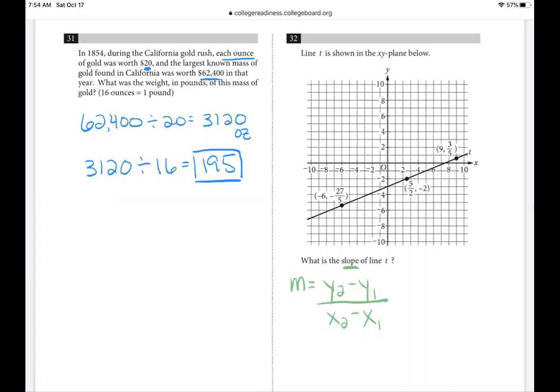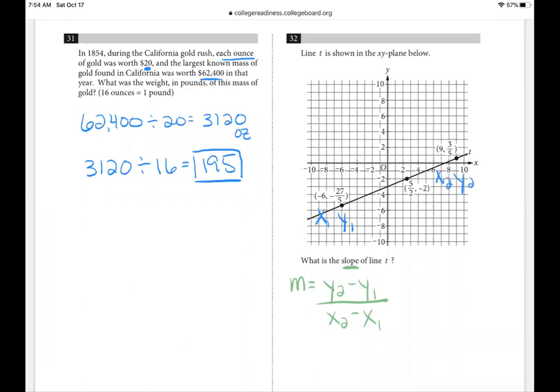For number 32, the slope of that line. So again, if you wanted to count rise over run, you could, or you could just pick two of these points and use the formula. So if I go with the 9, 3/5 and the -6, -27/5 as my x1, y1, and x2, y2.